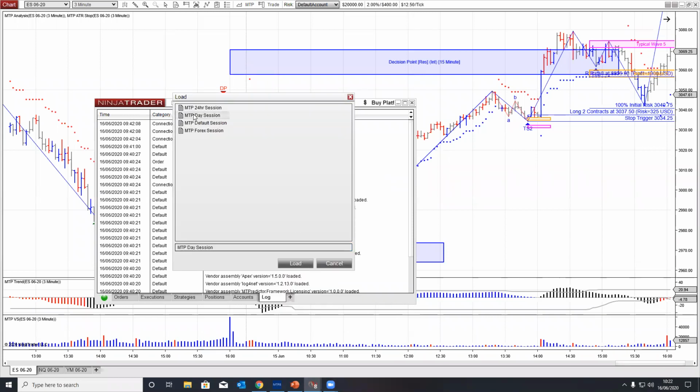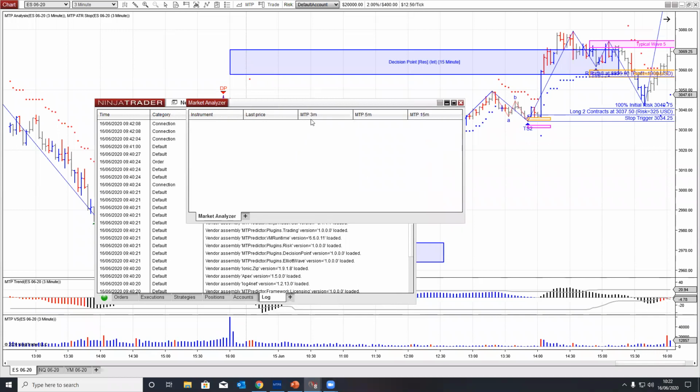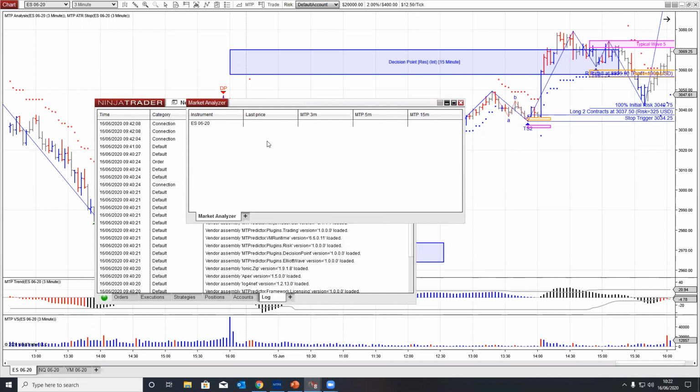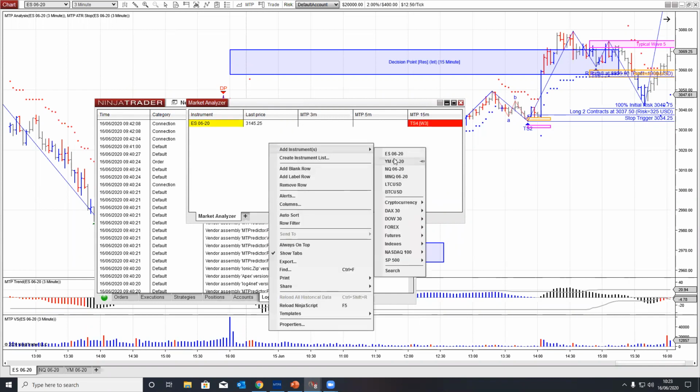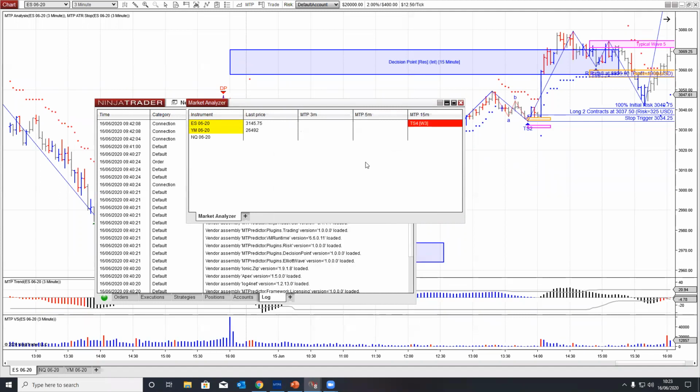I'm going to use the day session only for the MTP predictor. This is what I mean by the regular trading hours, the day session only. I'm going to load that template. So that then gives you the 3, 5, and 15 minute. You're now going to add some instruments. Well, I'll add the ES, YM, and NQ. And there you go. It's as simple as that.